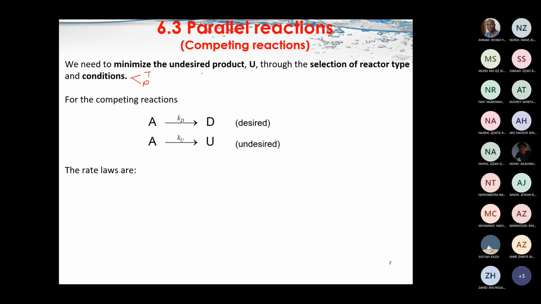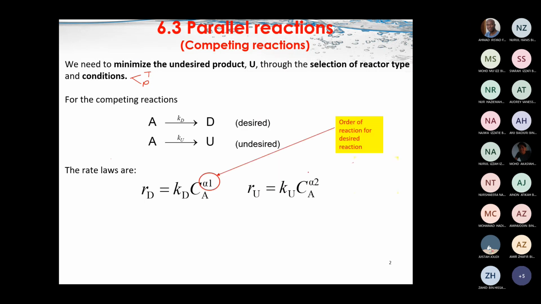So the rate law for this equation would be, for RD, equal to KD CA to the power of alpha 1. This is the order of the reaction. We have RU, which is equal to KU CA to the power of alpha 2. So alpha 1 and alpha 2 are the orders of reaction. Alpha 1 is for the desired and alpha 2 for the undesired one. So this is desired and this is undesired.